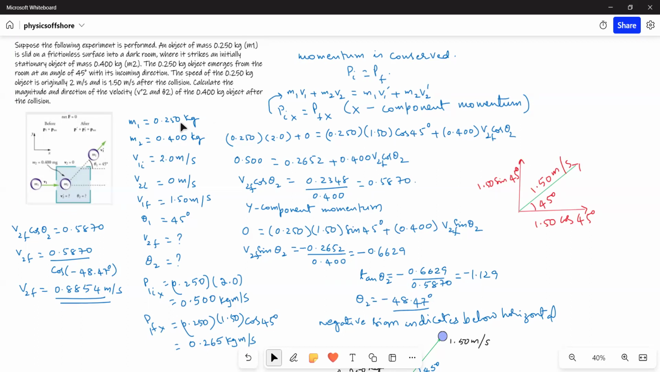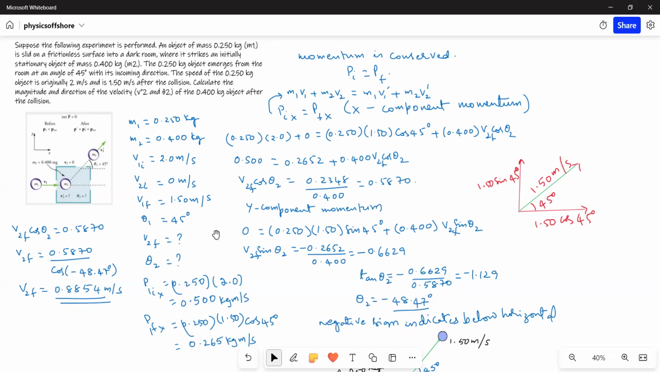So let us enter the data. M1 is 0.25 kilograms, M2 is 0.4 kilograms. Initial velocity of the first object is 2 meters per second. Initial velocity of the second object is 0 because it is at rest or stationary. And then the final velocity of the first object is 1.5 meters per second, making an angle of 45 degrees with the initial direction. Now we have to find the final velocity of the second object and its direction.